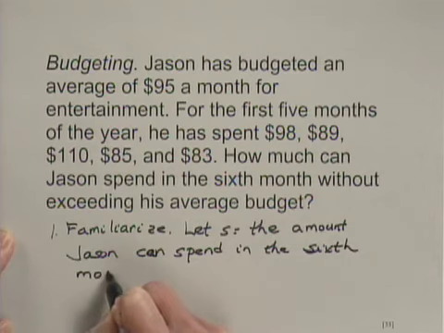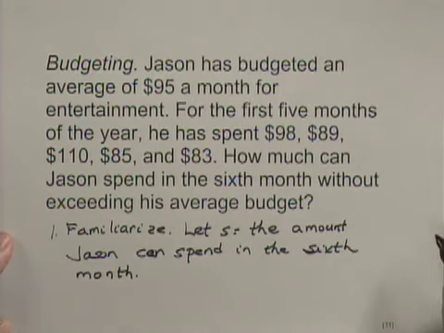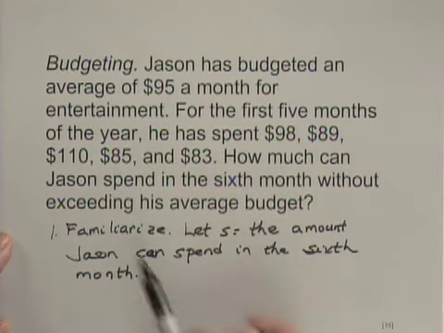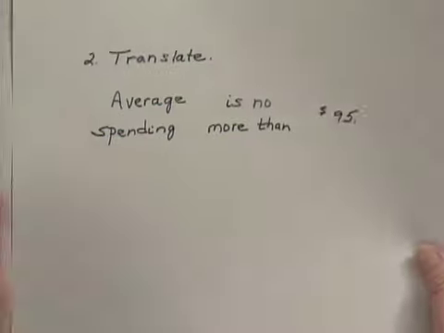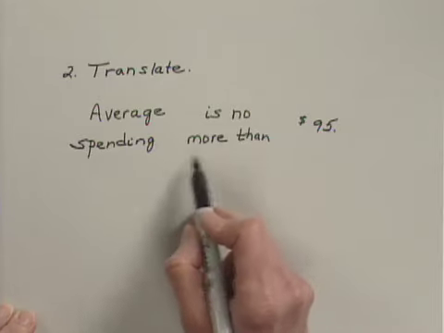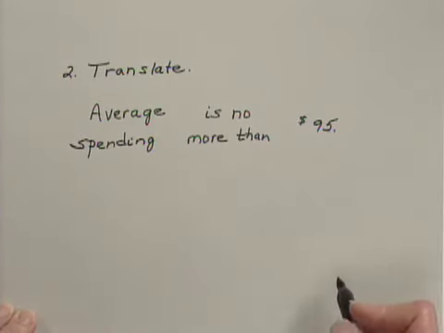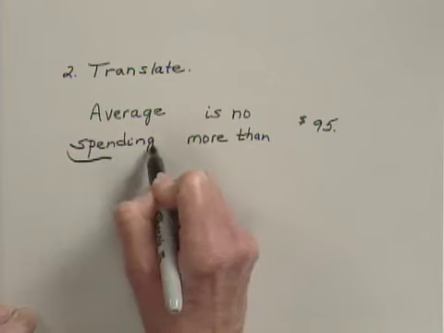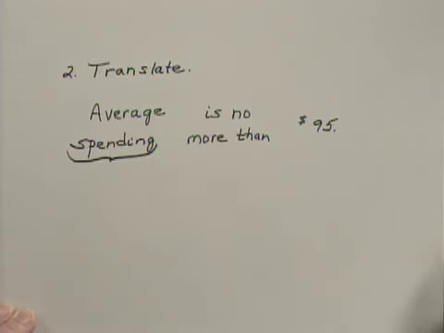Now we need to translate this to an equation or to an inequality, and in this case we're going to translate to an inequality because he wants to spend no more than $95 a month on average. To do the translation, we know that the average spending is to be no more than $95. The average spending we find by adding the 6 amounts that will be spent and then dividing by the number of amounts, which is 6.